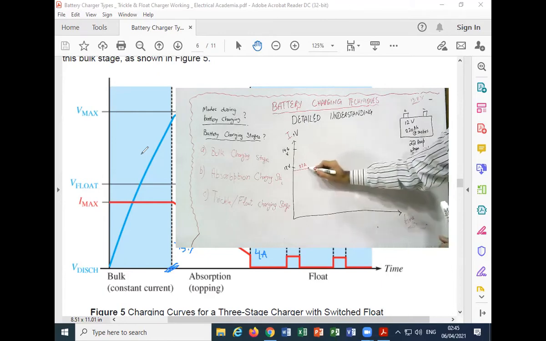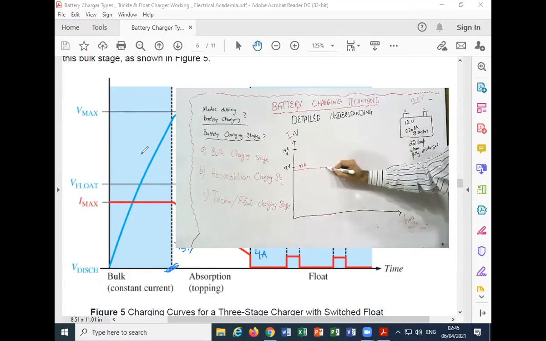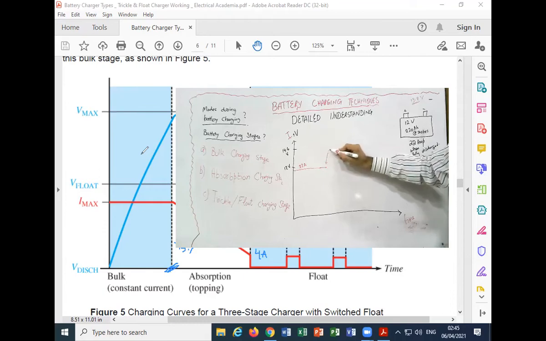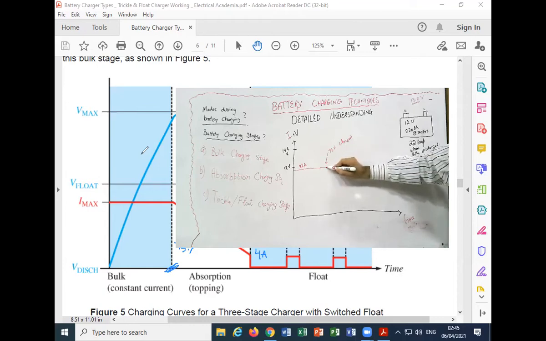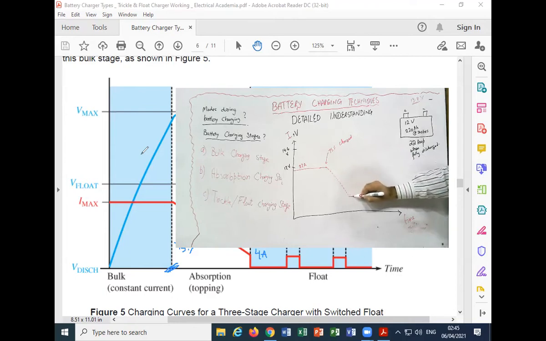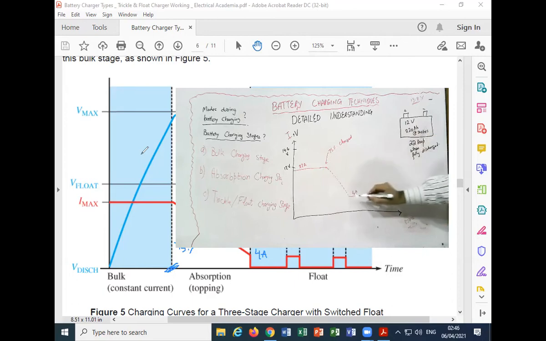So 22 amperes current is drawn by the battery. Now there comes a point that this battery is around 75% charged. Now what happens, the current starts to decrease with time, and it will reach around the value of 4 amperes. Now this current depends on the battery characteristics. Now the current has reduced to 4 amperes.